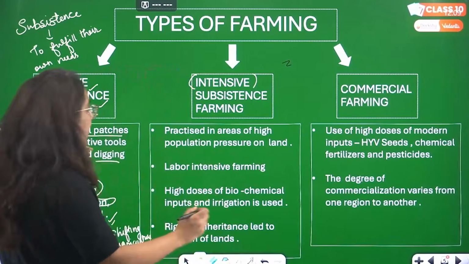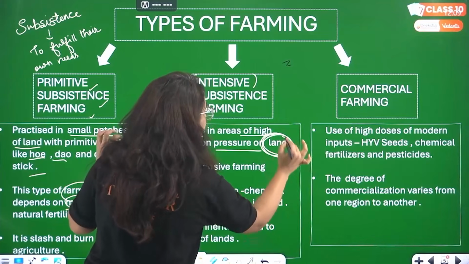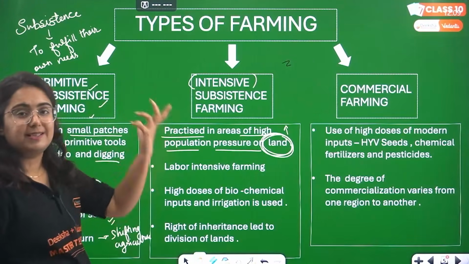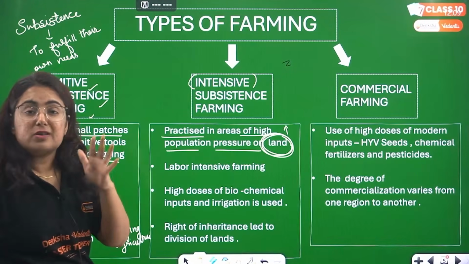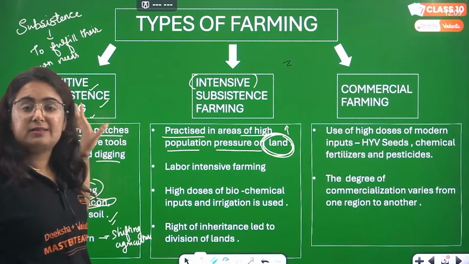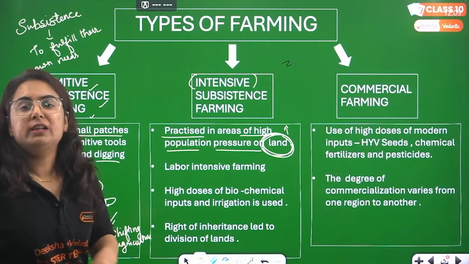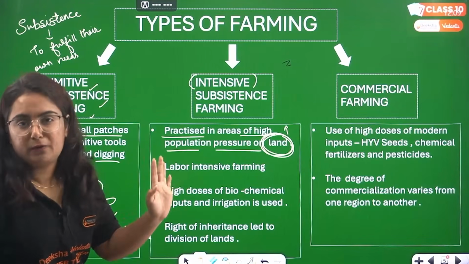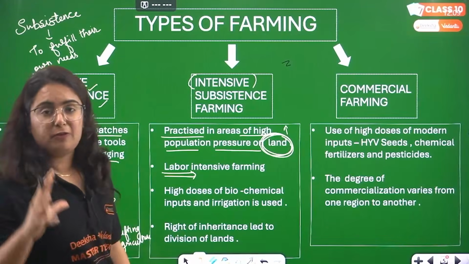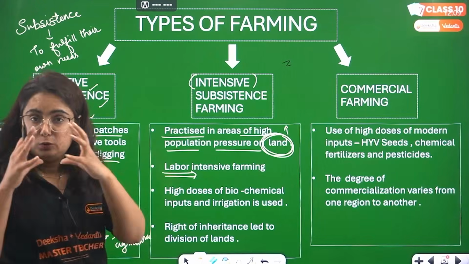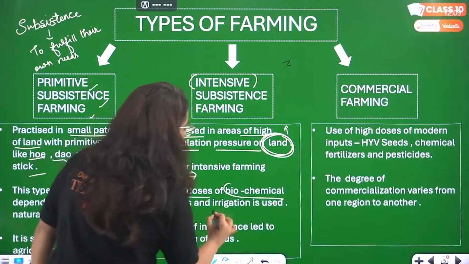Now, for that, beta, it is practiced in areas of high population pressure on the land. On the same land, the pressure is increased. As the pressure is increased, the method needs to be changed, because if we wait for the natural cycle to regain its fertility, the population will die because of famine. Hence, beta, here more labor is required. This is a type of farming in which more labor is required, and it does not depend upon natural factors, rather high doses of biochemical inputs and irrigation are used.